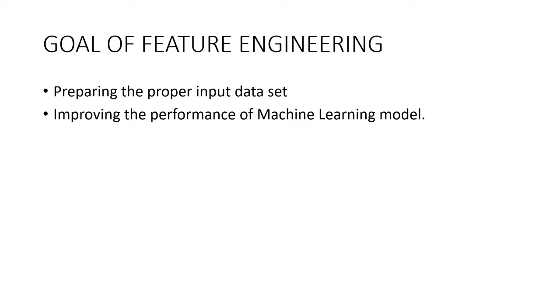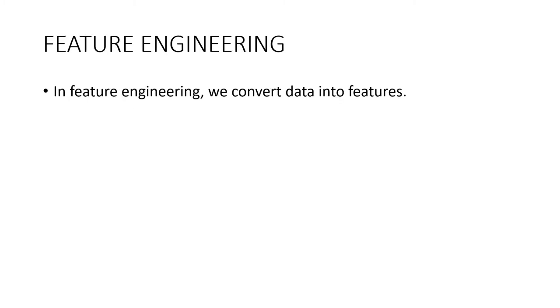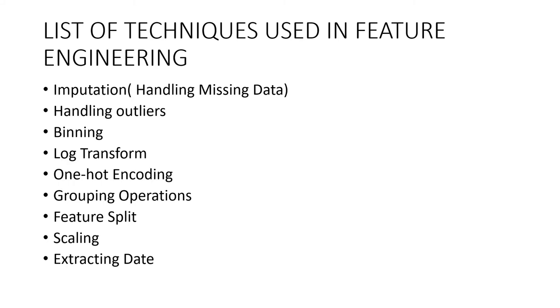Before getting into the box plot, I'm just giving some introduction about feature engineering. The goal of feature engineering is to prepare the proper input data set and improve the performance of machine learning models. So these are all the goals. In feature engineering, we convert data into features. That's very important. These are all the list of techniques used in feature engineering: imputation, handling missing data.